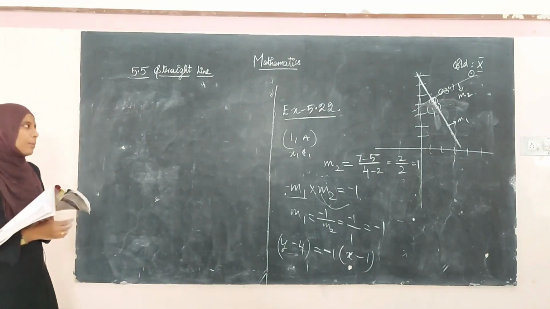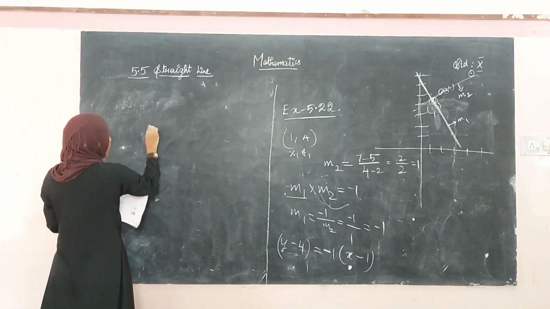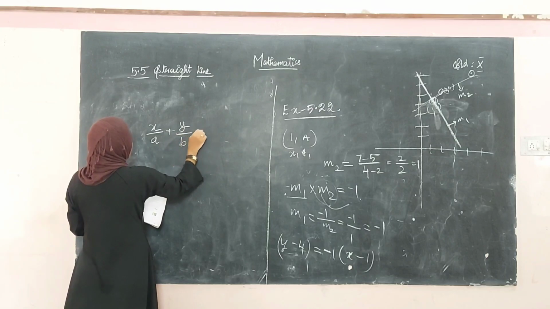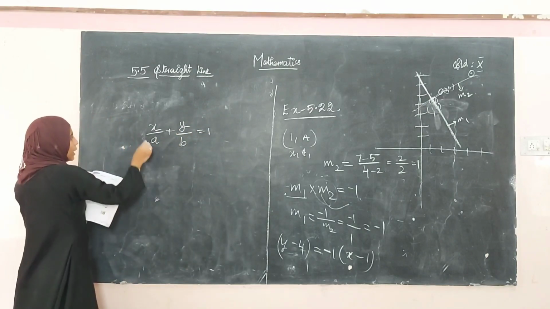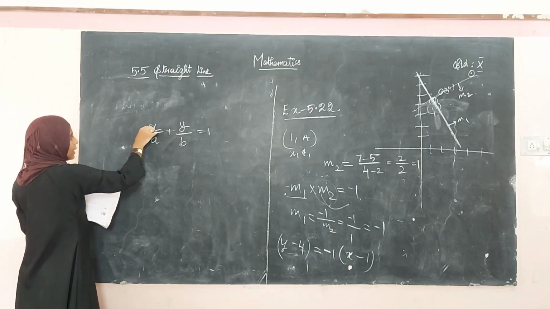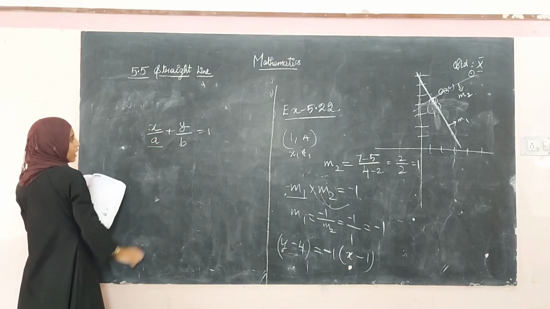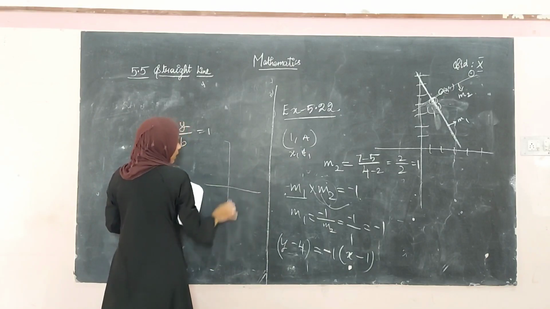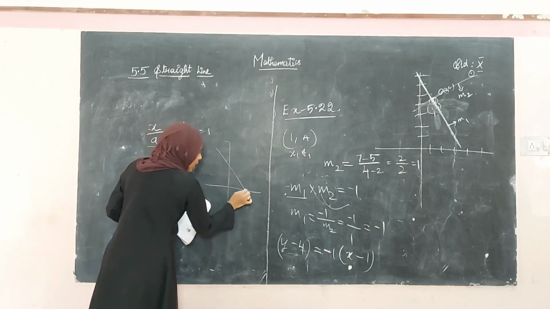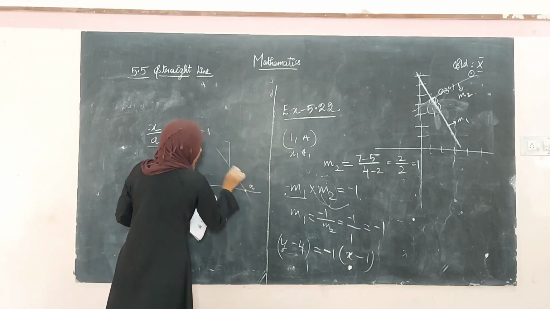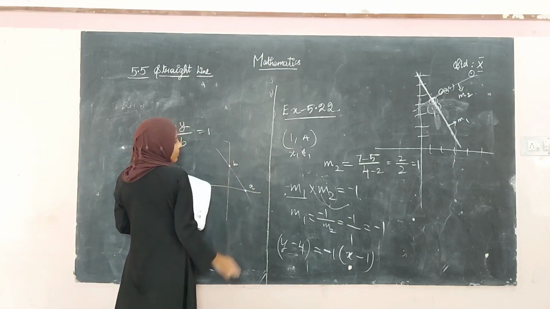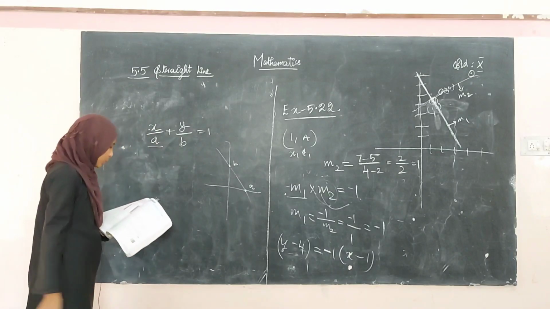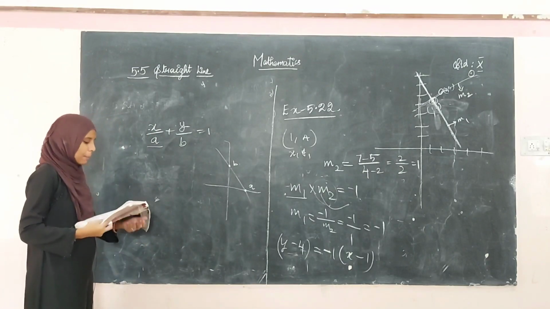Okay, so intercept form, how do we write the equation? x by a plus y by b is equal to 1. So the point where the line intercepts the x axis is a, and the point where it intercepts the y axis is b. Suppose if this is a graph and this is the straight line, this point is a, this point is b. So that is why they write the intercept form as x by a plus y by b equal to 1. Now let us see the example.